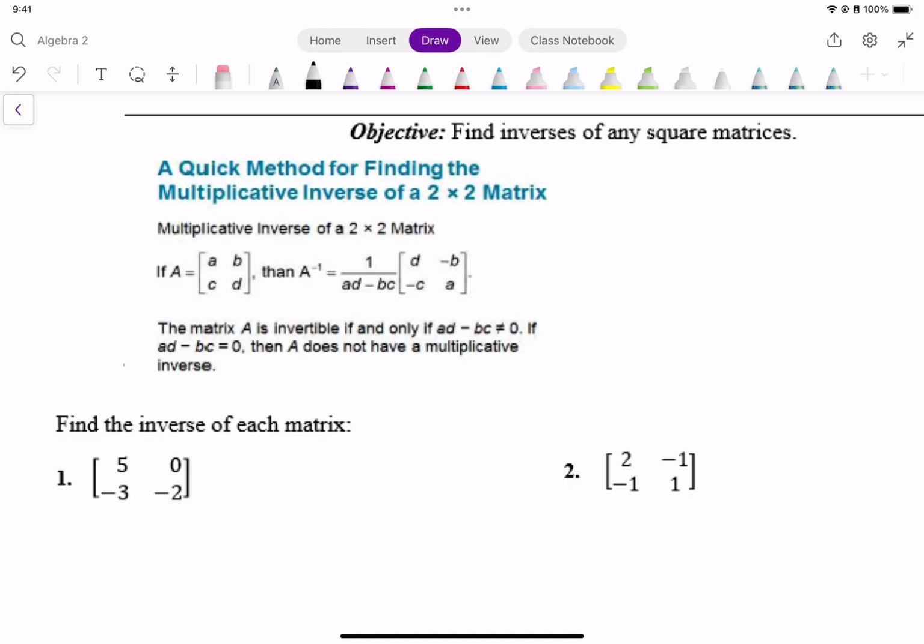So this is what we have. Step 1 is to make sure that, again, we have A, B, C, D. In order for us to solve the inverse, which is what the power of -1 means, we're going to make sure that we follow this formula. The formula is 1 over AD minus BC, times the rearranged part of the matrix. Okay, so let's get started.